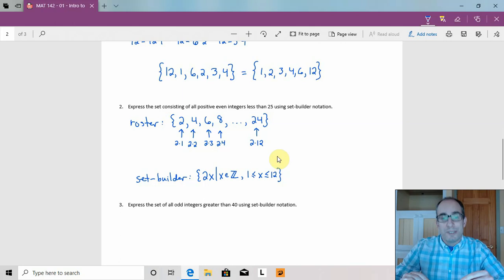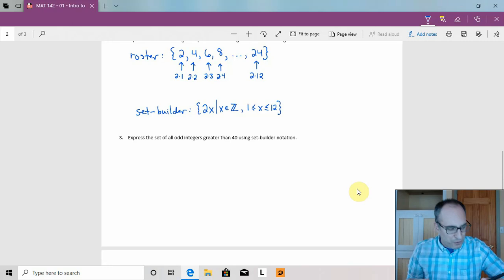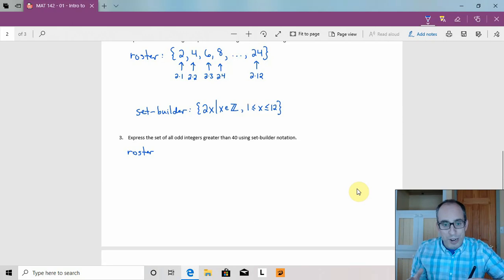Next one, all odd integers greater than 40. Okay. We can use the same sort of logic that we just used. This one's a little harder, but it's a similar kind of idea. So if I did the roster method first, I won't be able to write out the whole thing because this doesn't have an upper bound. And we're going to see that almost right away. But odd integers greater than 40, you think, okay, well, the smallest one's got to be 41, right? So that's where we're going to start.